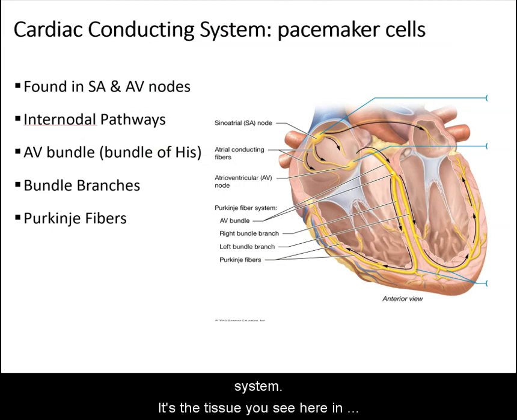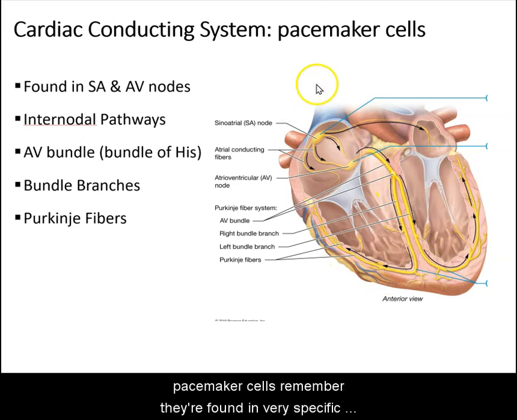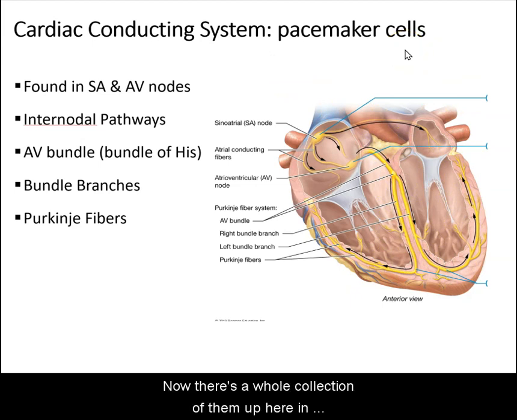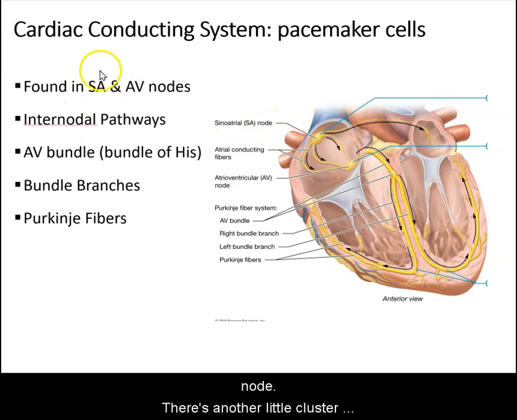So let's jump right in. We have the cardiac conducting system. It's the tissue you see here in yellow. So it kind of looks like wires. These are the pacemaker cells. Remember, they're found in very specific areas of the heart, and each area has a name. Now there's a whole collection of them up here in the right atrium, the superior portion of the right atrium. It's called the sinoatrial node, but we say SA node.